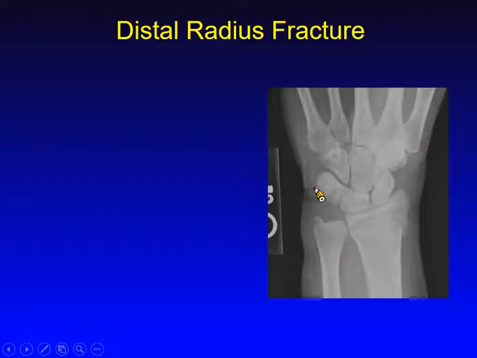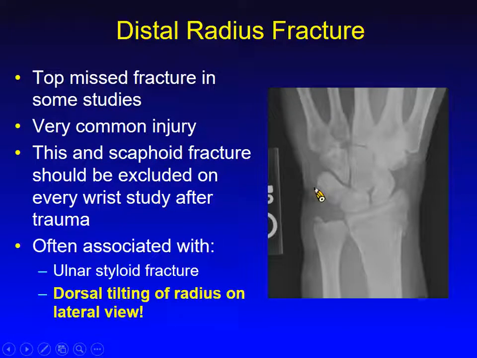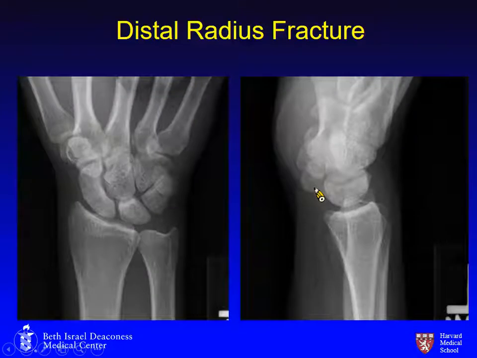Distal radius, very common. In some studies, this is the most commonly missed fracture in MSK. And in scaphoid, I think on every single wrist trauma, you want to make sure that you're not missing a distal radius or scaphoid fracture. It's often associated with ulnar styloid fracture. And one thing that I find very helpful is where you see dorsal tilting of the radial articular surface. If you can see this, it can help you determine whether or not there is a fracture.